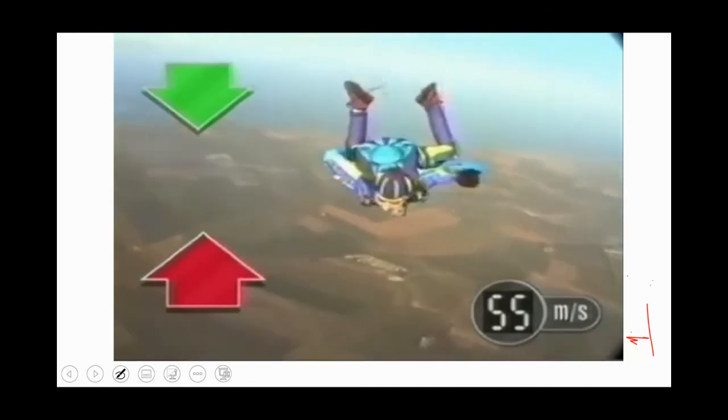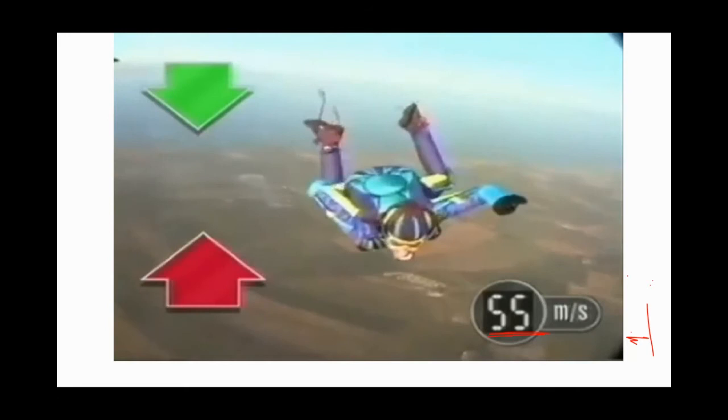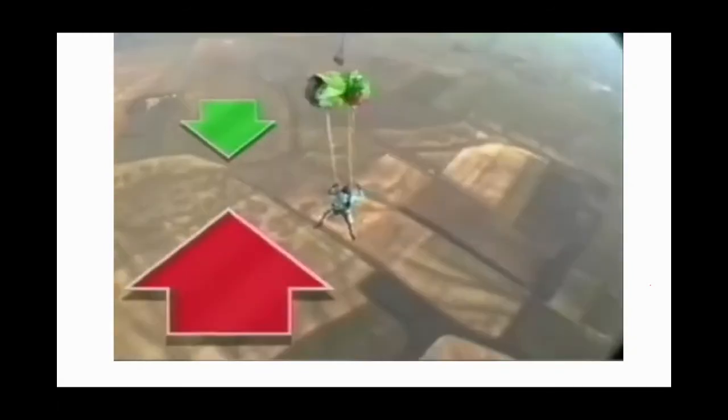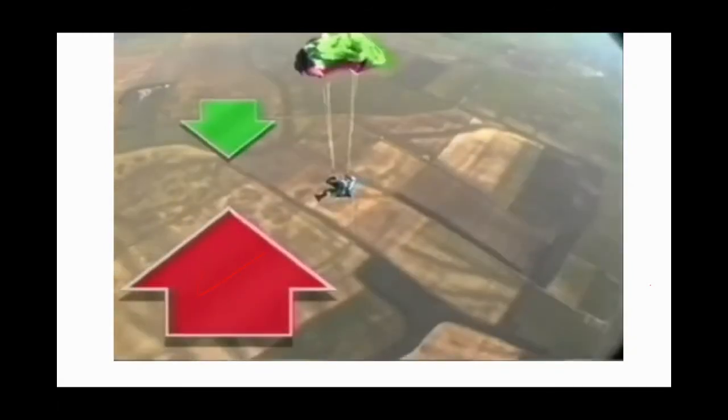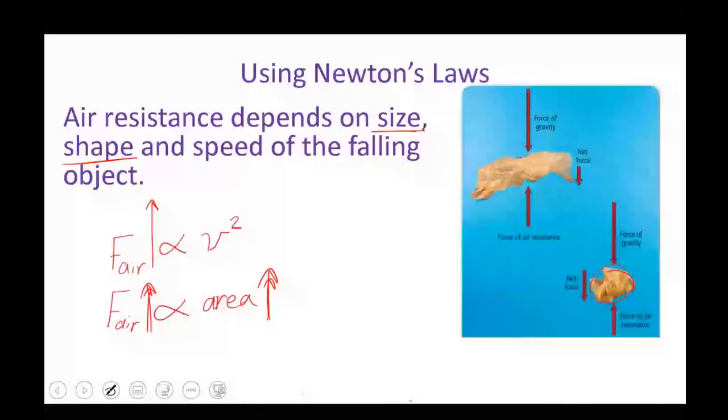He's now falling with constant speed, 55 meters per second. The acceleration now is zero, and now he will do what? He will use the parachute. When he uses the parachute, what happened to the air resistance? It increased. Why did the air resistance increase? The air resistance increased because of the area. He increases the area of the object. Okay? Let me try to do it again.